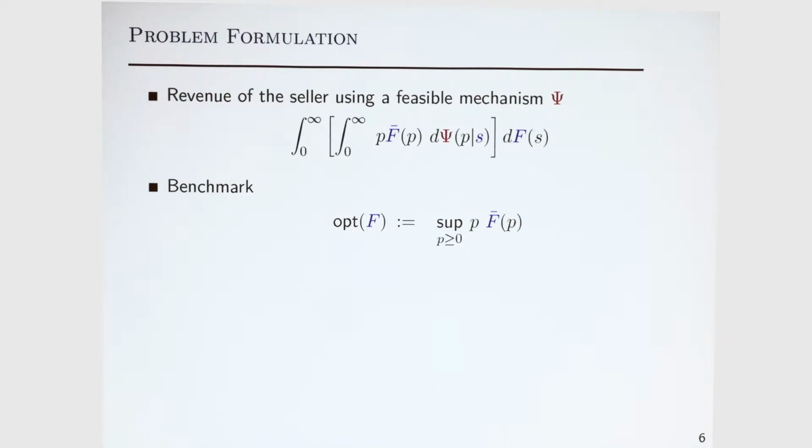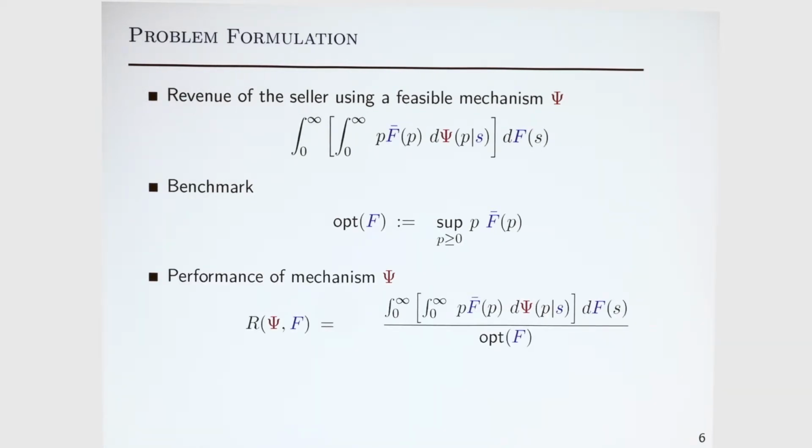And this is the optimal revenue had the seller had access to the exact distribution. And the performance of a mechanism psi, against some distribution F, will be the fraction that this mechanism psi is able to extract compared to this Oracle benchmark. In other words, if this quantity is equal to 50%, for example, it means that our mechanism psi is able to achieve 50% of the optimal.